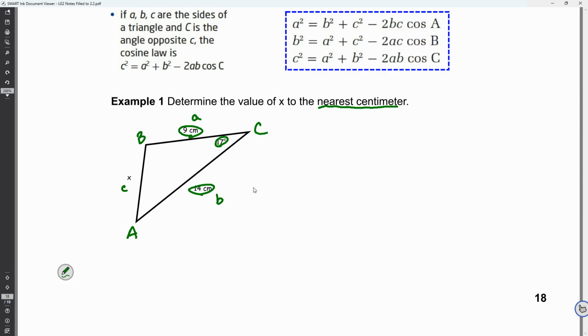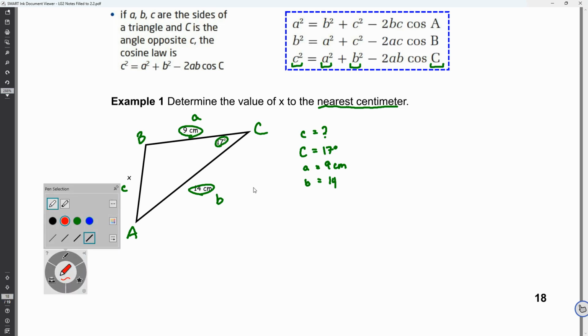Well, what information do I have? Small c is unknown. I know that my big C is 17 degrees. I know my small a is 9 centimeters, and my small b is 14 centimeters. I'm going to look at my formula sheet, and okay, I'm solving for small c. I have the angle C, and I have the a and b side lengths. Therefore, I can just use this.